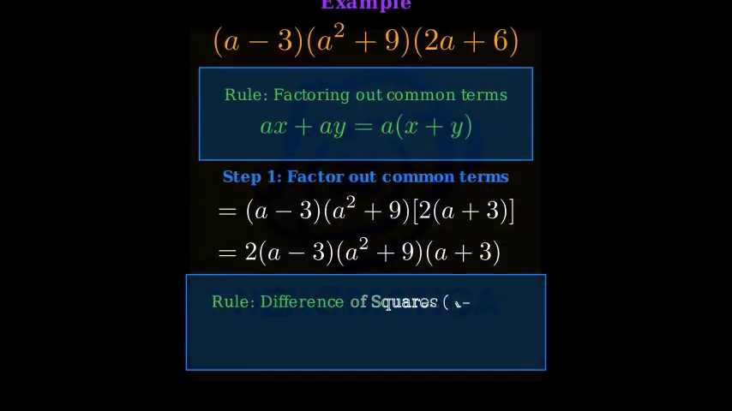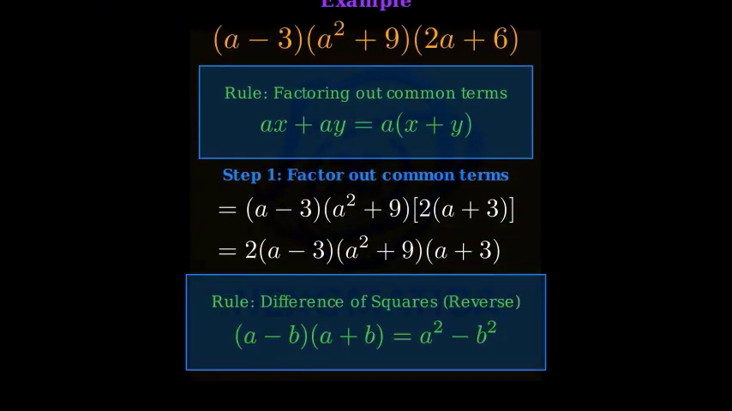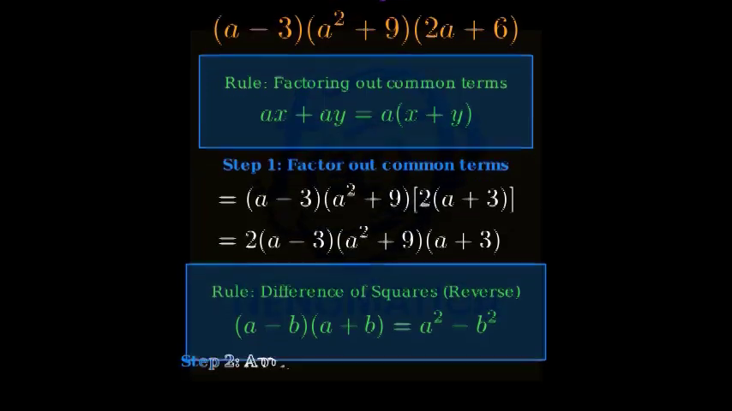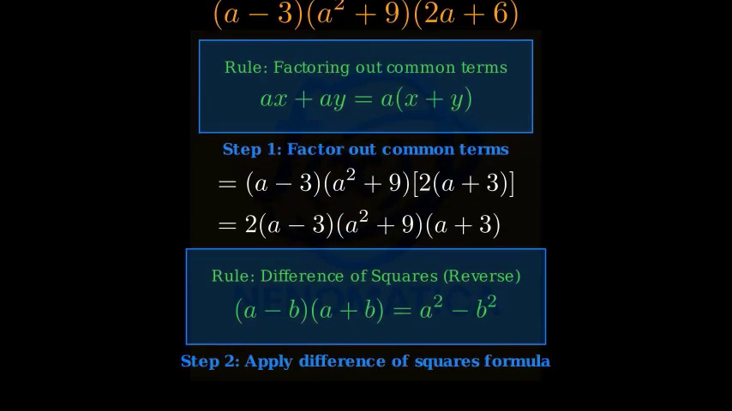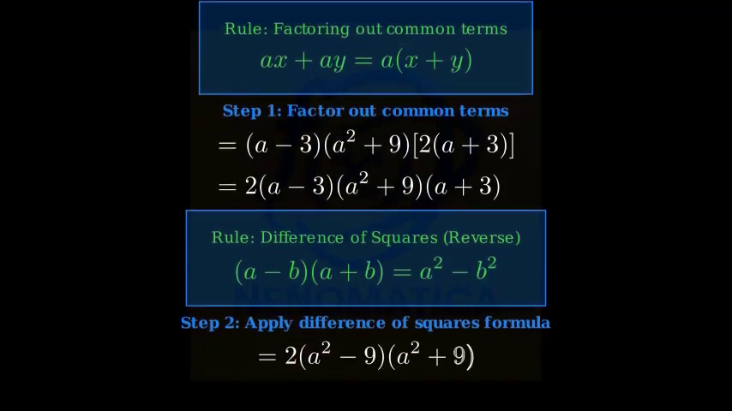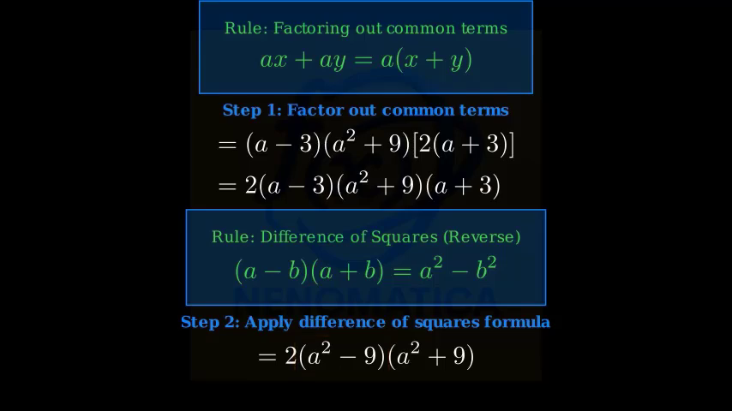Now, we notice that a - 3 and a + 3 can be rewritten using the difference of squares formula in reverse. Specifically, (a - 3)(a + 3) equals a² - 9. So our expression becomes 2(a² - 9)(a² + 9).